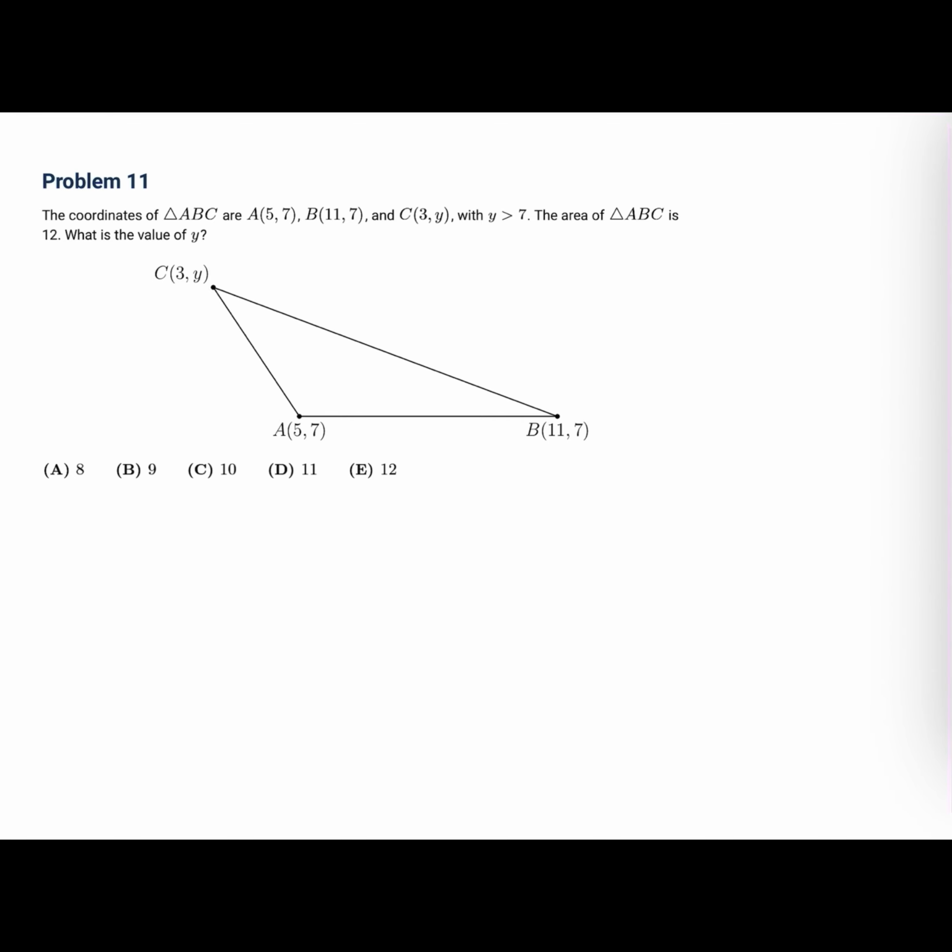So to start off, we have to know the formula for the area of a triangle, which is base times height divided by 2. The problem also gives us that this is equal to 12, so we can go ahead and set that there. Our next step is to define the two values, which are our base and our height. Our base is pretty easy. Let's set that equal to the distance between A and B.